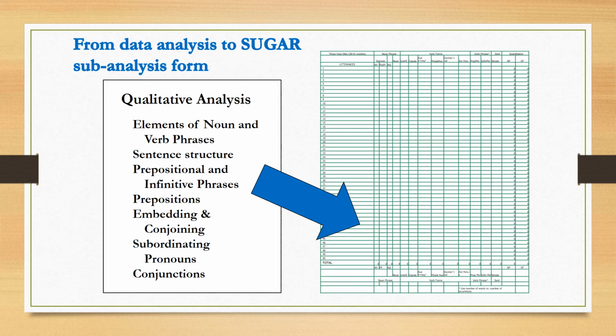After we had completed all the sub-analysis, we used these qualitative elements to create a sugar sub-analysis form for each age: 3 to 3.5, 3.6 to 3.11, 4 to 4.5, 4.6 to 4.11, 5 to 5.11, 6 to 6.11, and 7 to 7.11. Let's examine how the sub-analysis forms are designed and how you might use them to identify potential language intervention targets. Here's an older version of one of these sub-analysis forms.